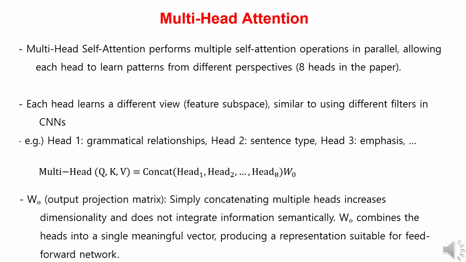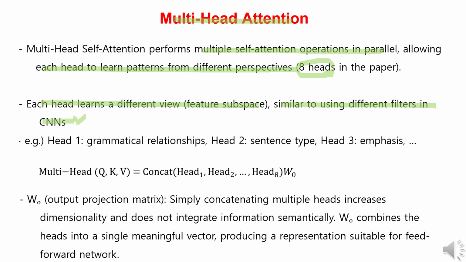Multi-head self-attention does not rely on a single self-attention mechanism. Instead, it runs multiple self-attention operations in parallel, allowing each head to learn patterns from a different perspective. In the original Transformer paper, 8 heads are used. Each head receives the same input, but because it uses different weight matrices, it learns relationships between words from its own unique viewpoint. This is similar to how different filters in a CNN learn different types of features.